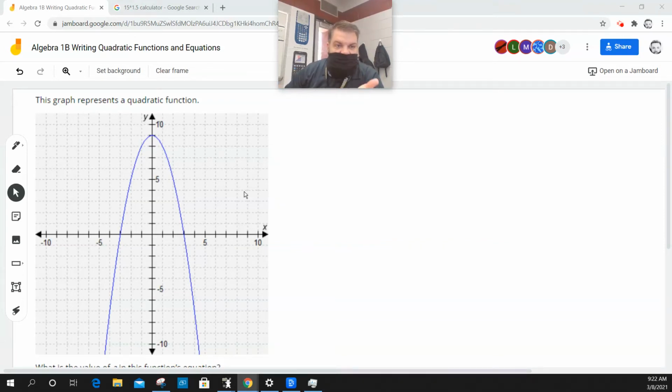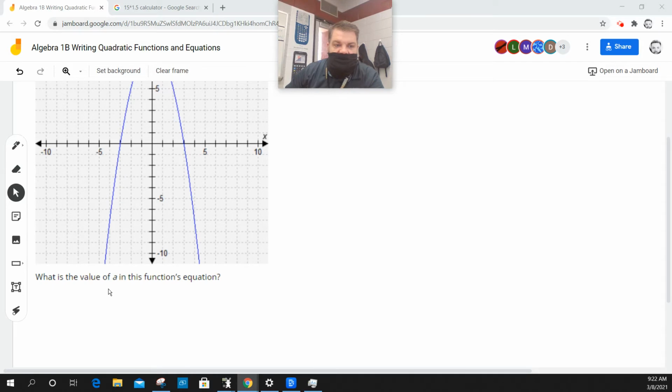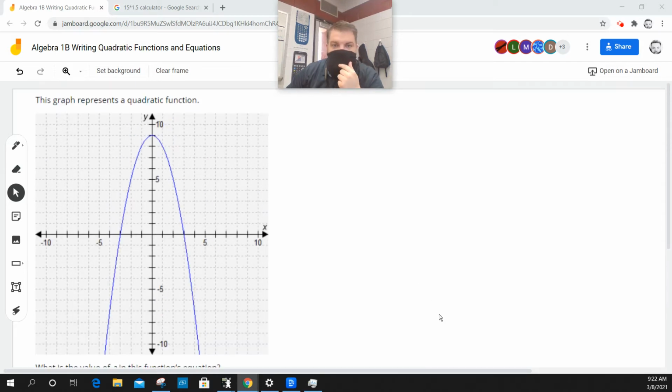We have the graph of a function, and it says, what is the value of a in this function? Well, now that we're experts in quadratics, we can remember that there's a couple of ways we can find the value of this function. The first one is, remember the vertex form of a function?